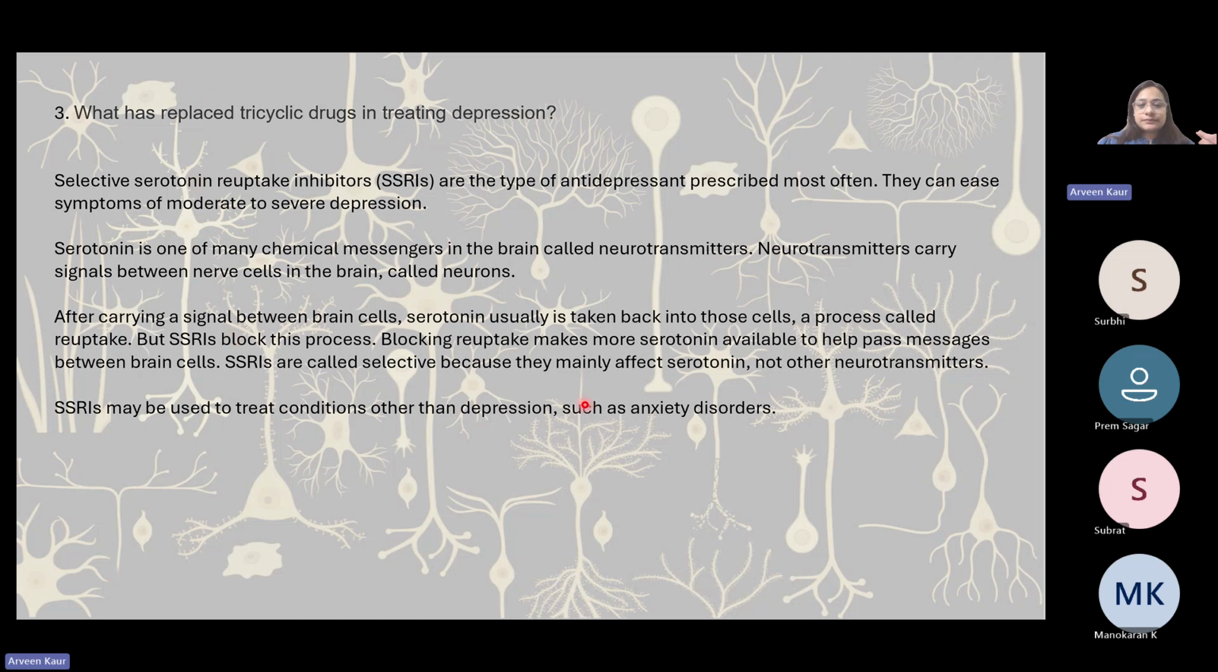So after carrying a signal between brain cells, serotonin is usually taken back into those cells, which is a process called reuptake, right? But SSRIs block this process. Blocking reuptake makes more serotonin available to help pass messages between the brain cells. Serotonin reuptake inhibitors are called selective because they mainly affect only serotonin and not other neurotransmitters, and they may be used to treat conditions other than depression also, such as anxiety disorders. Okay, wherever serotonin has a role to play, it can be used as a treatment strategy, right?